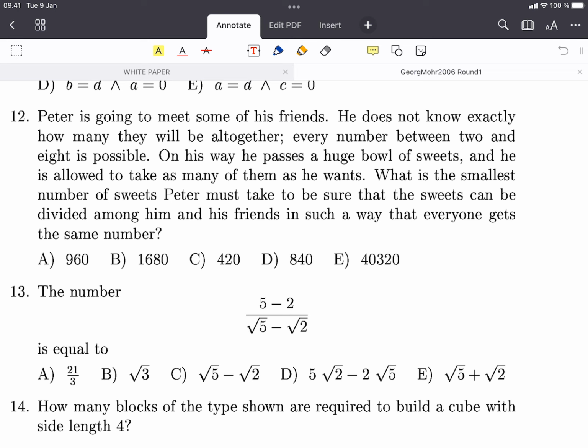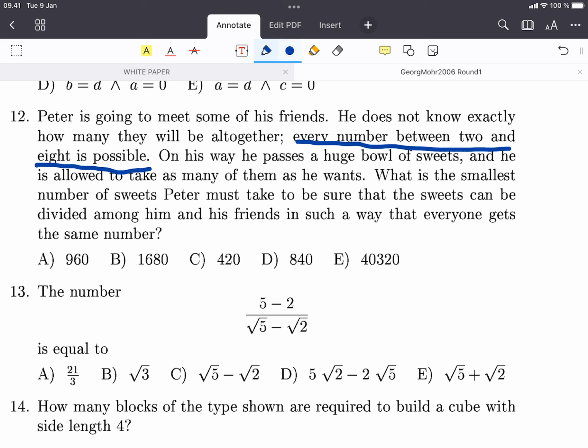What is the smallest number of sweets he must take to ensure that the sweets can be divided by him and his friends, so that everyone gets the same number? Okay, so essentially here we've got any number between 2 and 8 sharing some sweets. So it says he doesn't know how many there will be altogether. Altogether, every number between 2 and 8 is possible.